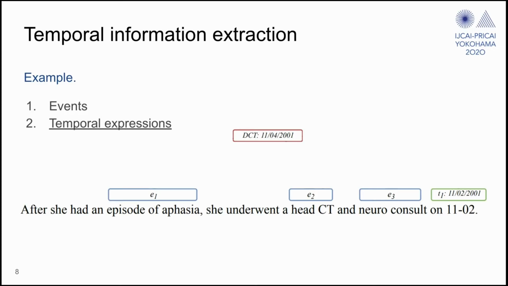Another step, where temporal reasoning is sometimes already used, is the normalization of such expressions. That means interpreting that the numbers 11 and 2 here actually refer to the 2nd of November, and in this case, in 2001, as the document was written in this year. And the third step is to extract the temporal relations between all entities, so finding the temporal relations among the colored boxes in the image.